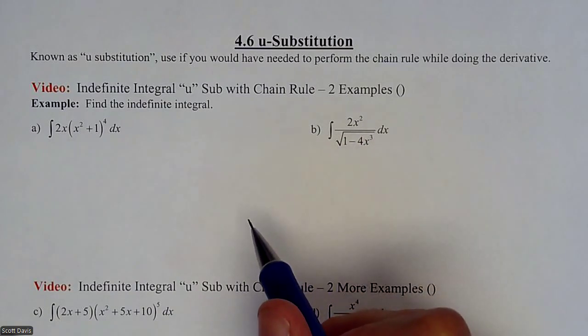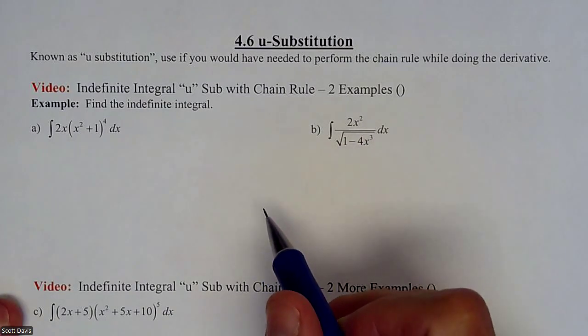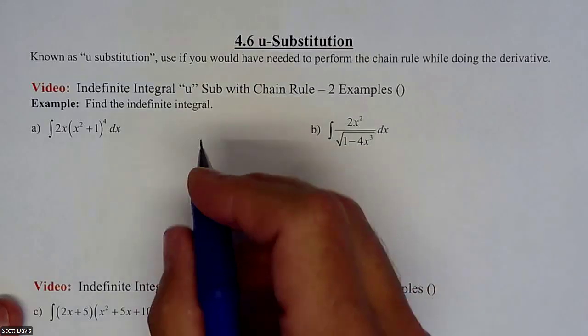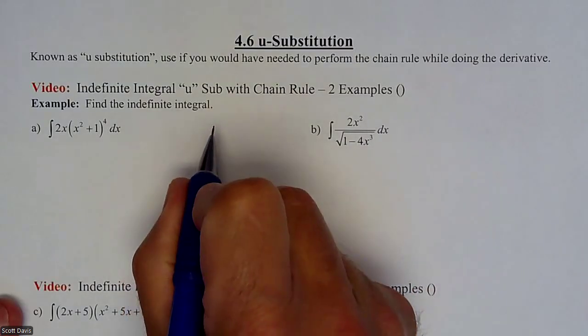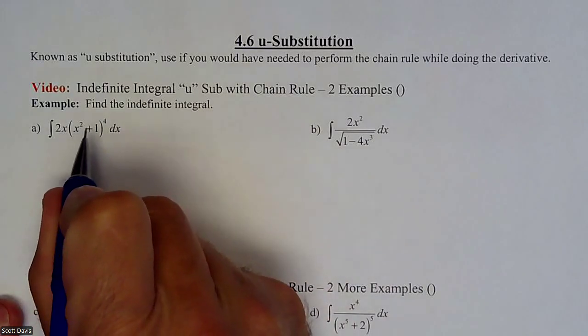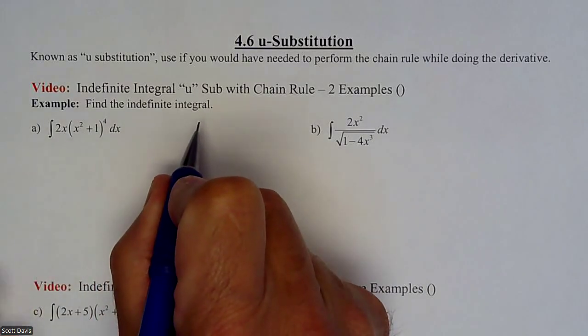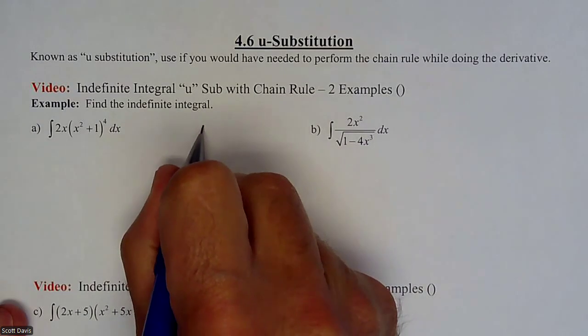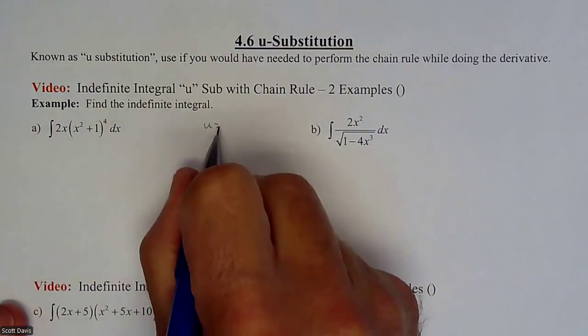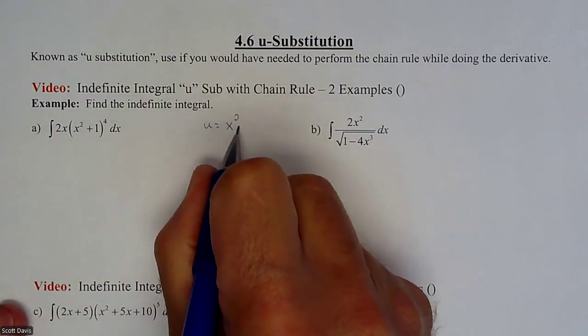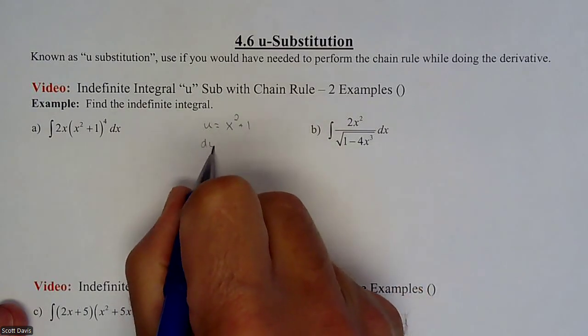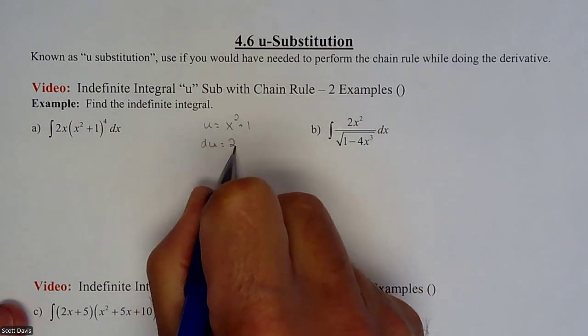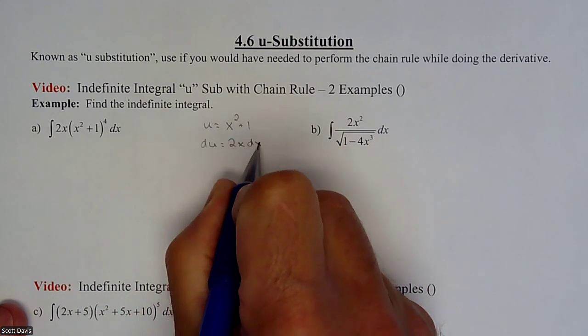So that's one of the first things that we want to look at: what is the inside piece? Because that's what I'm going to replace. I'm going to sub out the inside piece with u. So my u is going to be my inside, x squared plus 1. What I'm going to do is the derivative of that, which is going to be 2x dx.